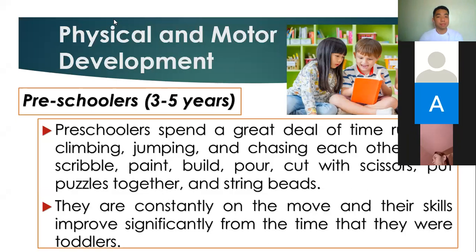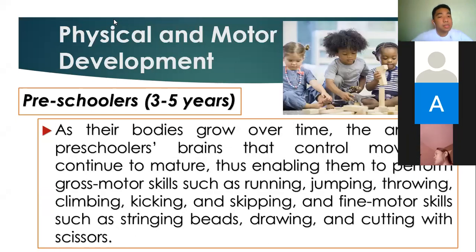Okay. So preschoolers, as their bodies grow over time, the areas in preschoolers' brain that control movement continue to mature, thus enabling them to perform gross motor skills such as running, jumping, throwing, etc., and fine motor skills such as swinging, drawing, and cutting with scissors. So the area of the brain that controls motor skills continues to mature. Just like I told you earlier, preschoolers are slowly developing their fine motor skills.